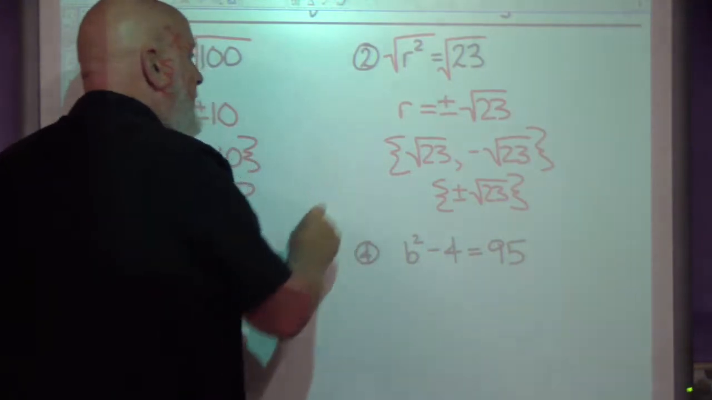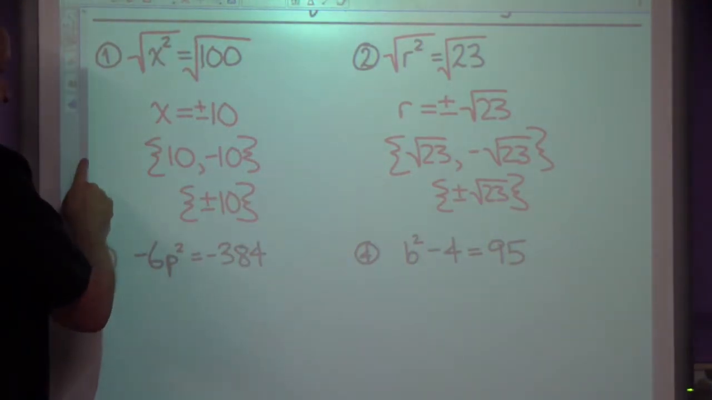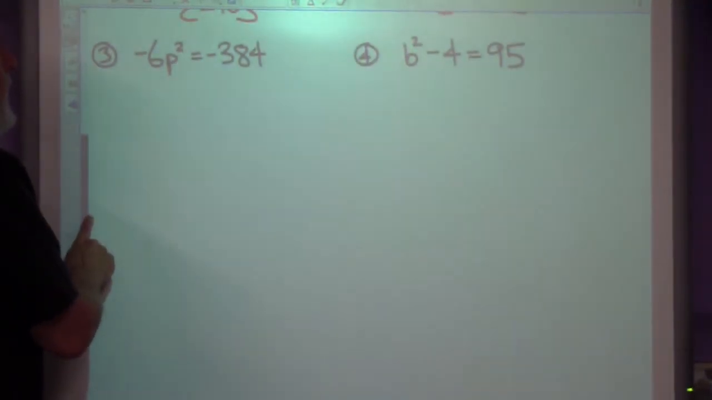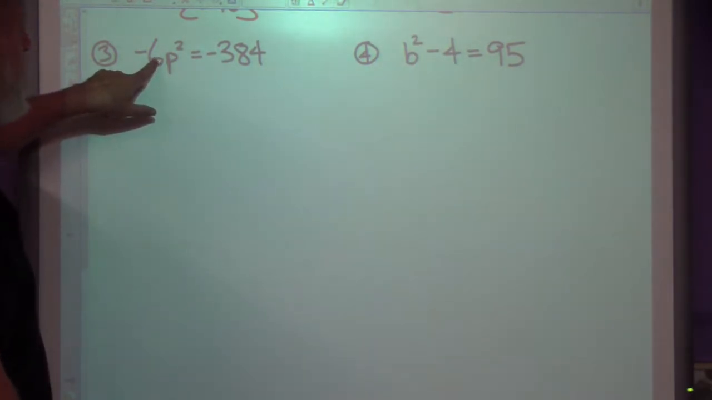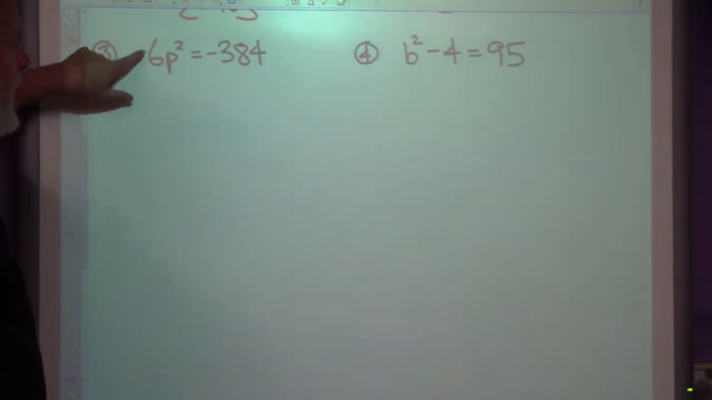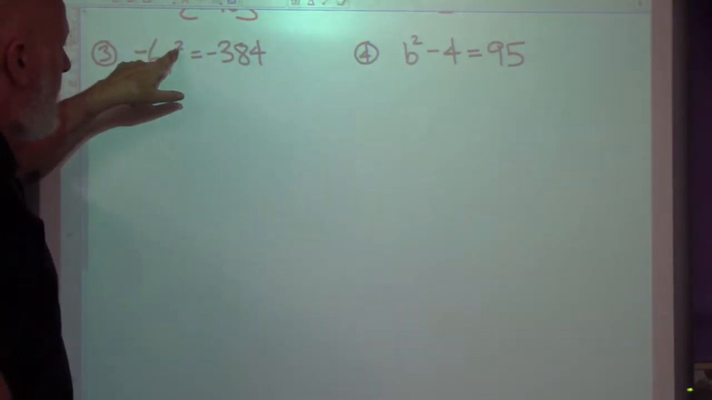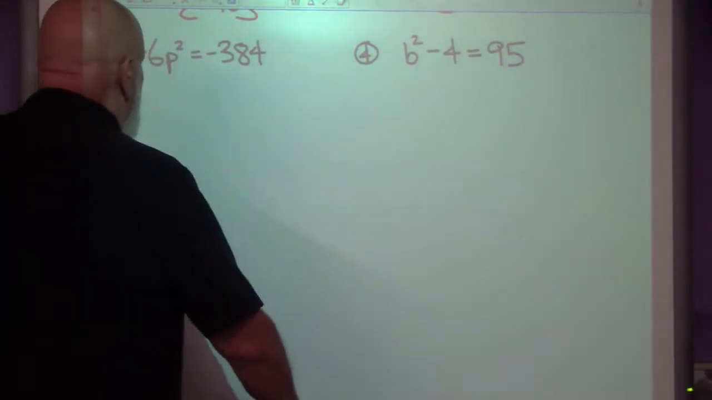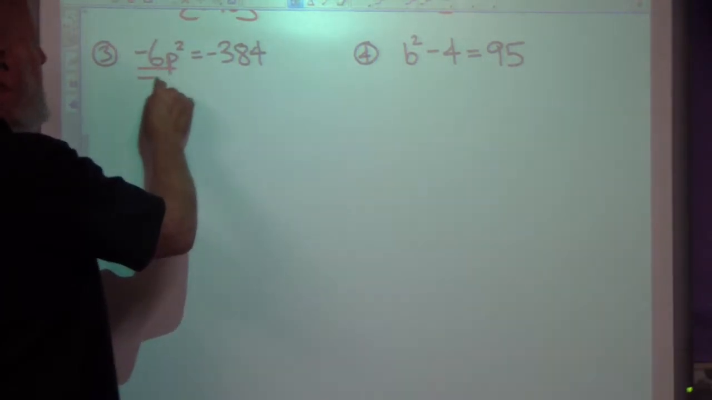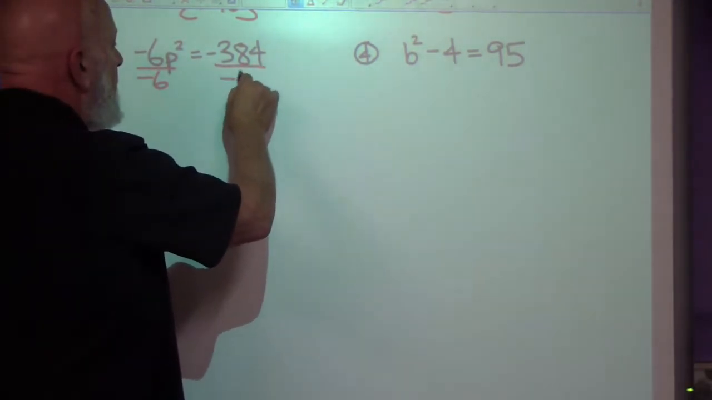Well, there we go. Let's take a look at another one. Here we want to isolate the variable. There are two things I need to get rid of. I need to get rid of a multiplied negative 6, so I'm going to divide both sides by negative 6. And then I want to get rid of that square. So here we go. I'm going to divide both sides by negative 6, just like we did in pre-algebra.